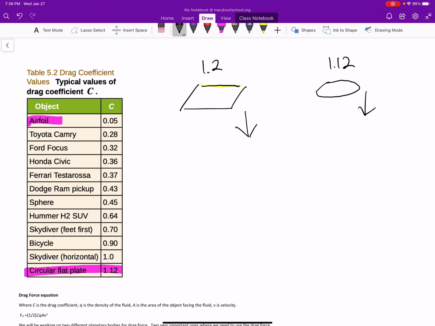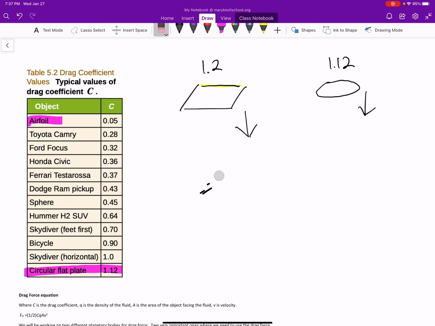But if we were to drop a sphere, so I need to color this in. Let's see if I can shade it. I'm going to attempt to shade. Anyway, that's a ball. That's supposed to be a sphere. That's supposed to be round. It looks different, right? A sphere or a ball or a marble is going to fall through the air differently than a piece of paper.